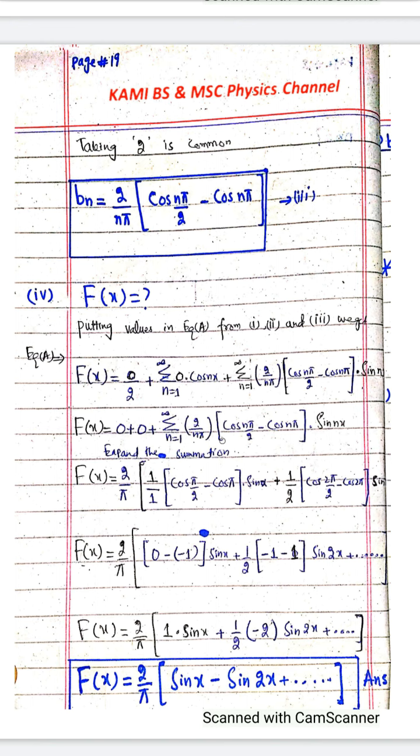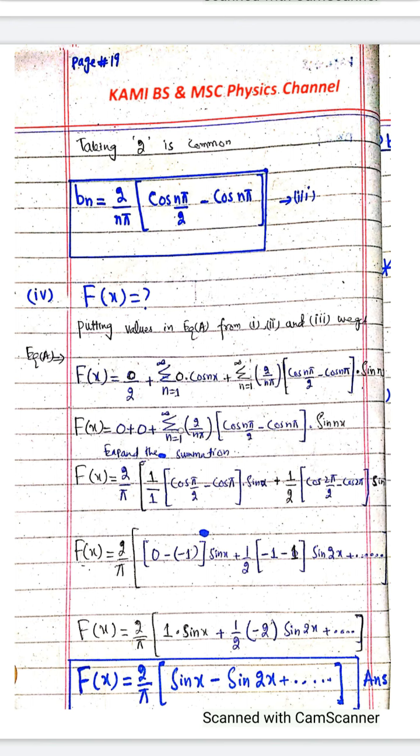Now we will expand the summation. This is also the answer, but we will further modify it. Expanding this summation, we get f of x is equal to 2 by pi taken out from the bracket, and here you will see 1 over n, cos n pi divided by 2 minus cos n pi, and sin nx.